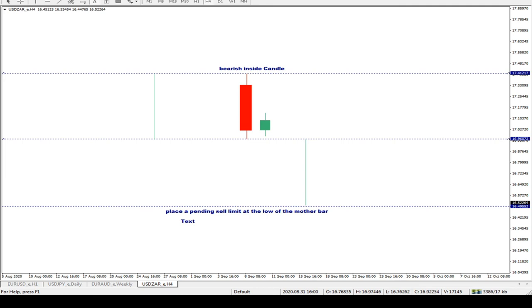Stop loss should be at the high of the mother bar. That's the first thing. And then the next thing, take profit should be the same size as the size of the mother bar. So you'll see whatever I'm typing just in a bit. Size of the mother bar.